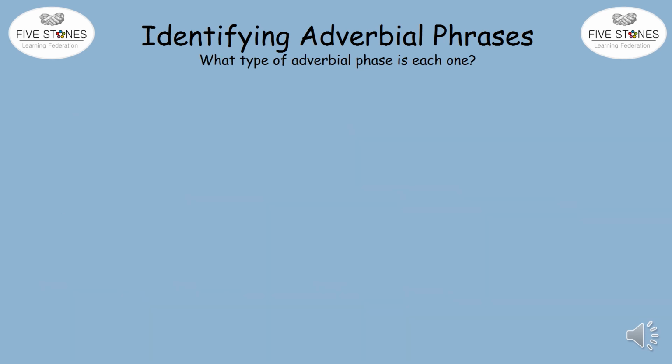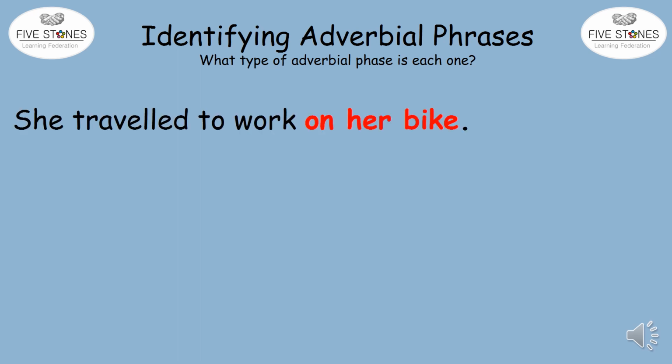Right, we are going to try and think about what type of adverbial phrase each one of those is. So, she was travelling to work on her bike. So, on her bike, does that tell you how, when, or where? It of course tells you how they're doing it. It's telling you how she's getting to work.